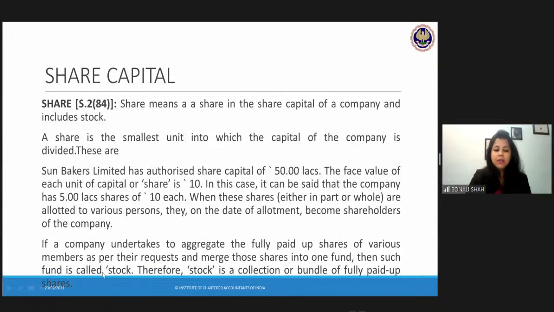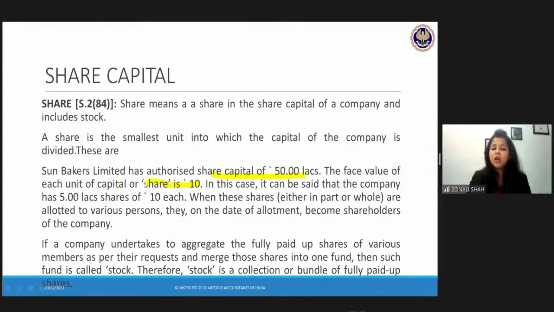There is this example that I have given here for you. Just have a look. Sun Bankers Limited has authorized share capital of 50 lakh rupees. The face value of each unit of capital, or share, is 10. That means total capital is 50 lakh rupees. The smallest unit, the price of 1 share, is rupees 10, right? So how many shares does the company have? The company has 5 lakh shares. So the entire share capital has been broken down into smaller units, which come out to be 5 lakh units.